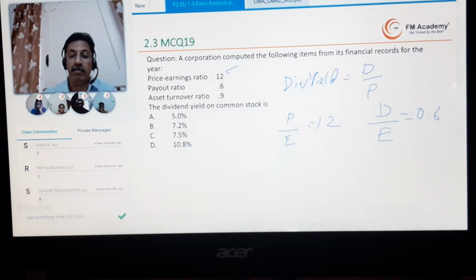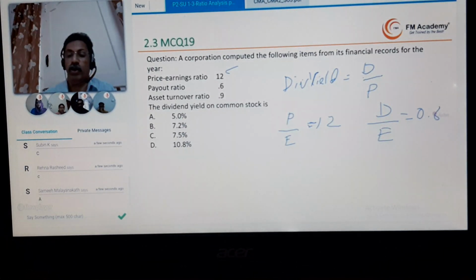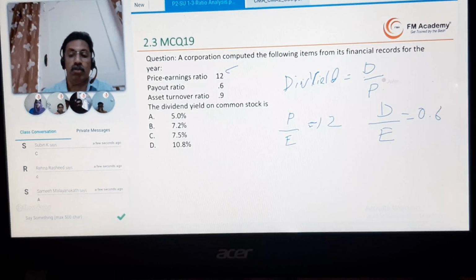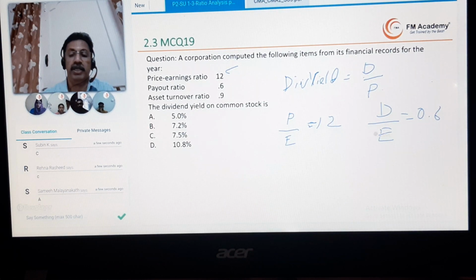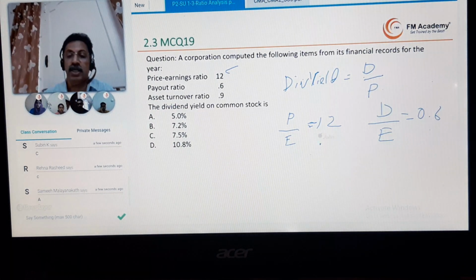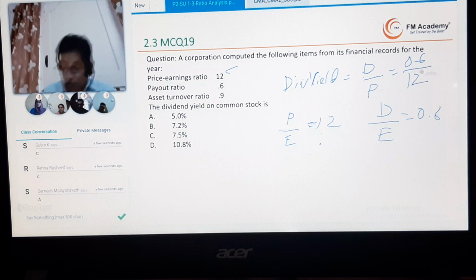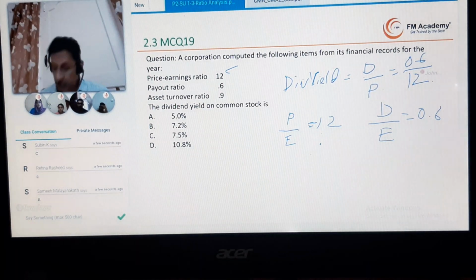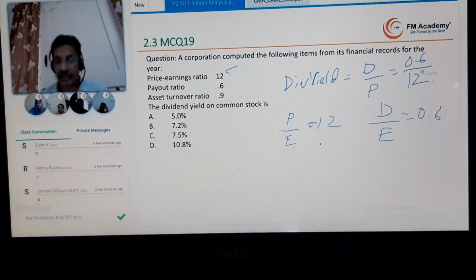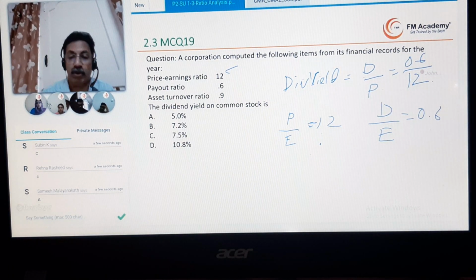So P by E is equal to 12 and D by E is equal to 0.6, and what you need is D by P. So both these have the same denominator. If you just divide this by this, you will have the same number, because divided by E is there for both. So you will have 0.6 divided by 12. That is the answer, right? 0.6 divided by 12, that is 0.05. That is 5%.